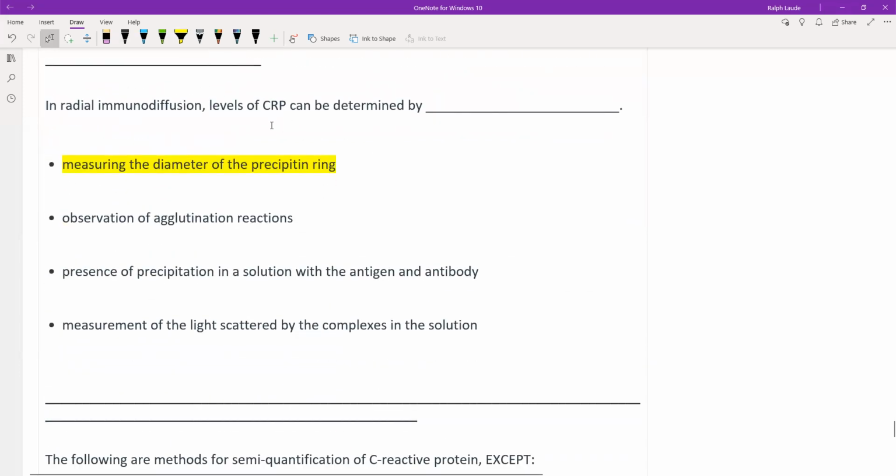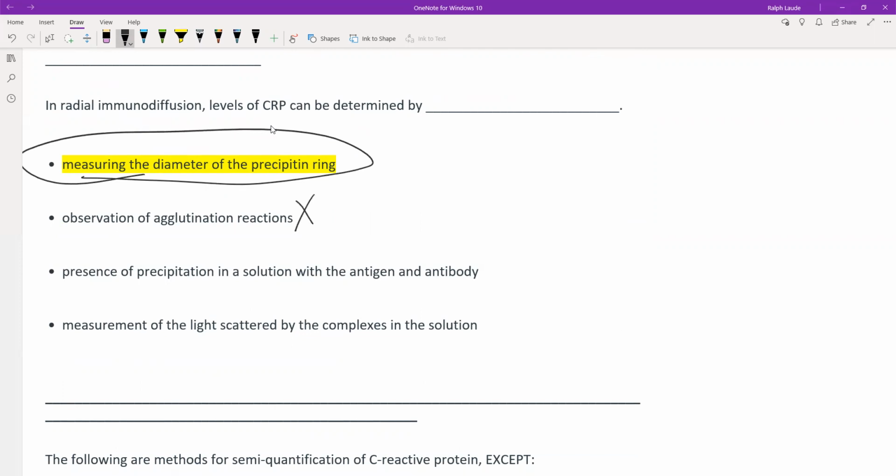So in radial immunodiffusion, levels of CRP can be determined by, of course, measuring the diameter of the precipitin ring. So not agglutination reactions, but precipitation in a solution with the antigen. So that is capillary precipitation, and measurement of light is mainly nephelometry.